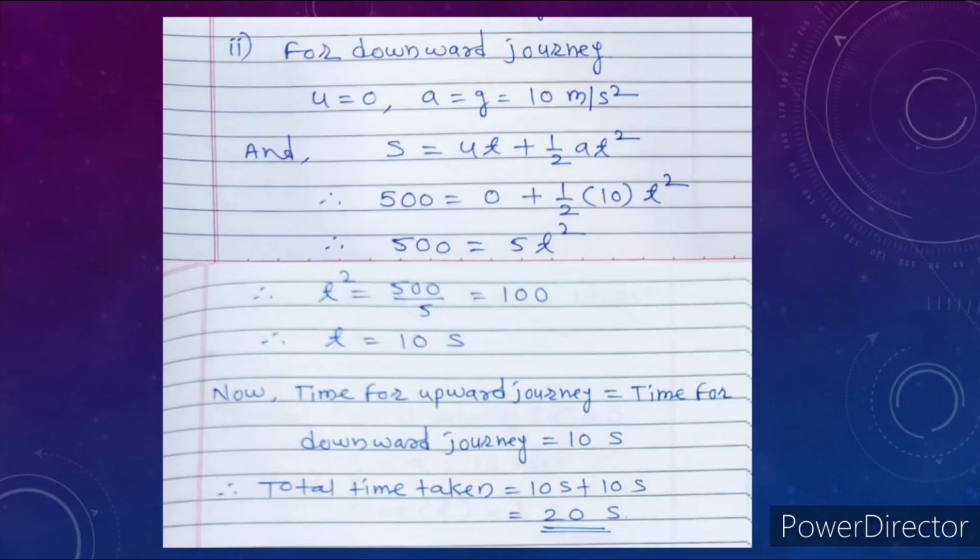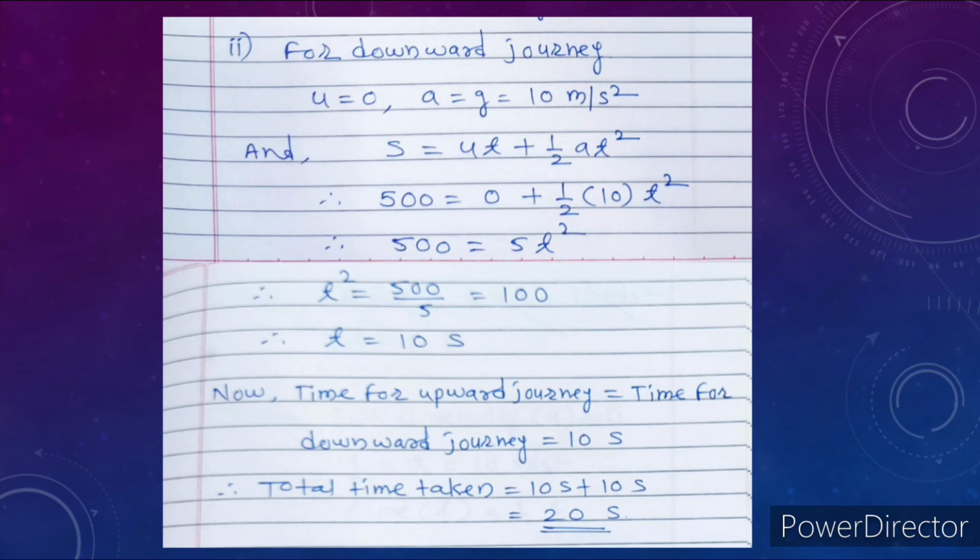Second answer. For the downward journey, u is equal to 0, a is equal to g is equal to 10 meter per second square, and the formula is s is equal to ut plus half at square. Therefore, substituting the given values, 500 is equal to 0 plus half into 10 t square, and therefore 500 is equal to 5t square. Therefore t square is equal to 500 upon 5, that is equal to 100, and taking square roots on both sides we get t is equal to 10 second.